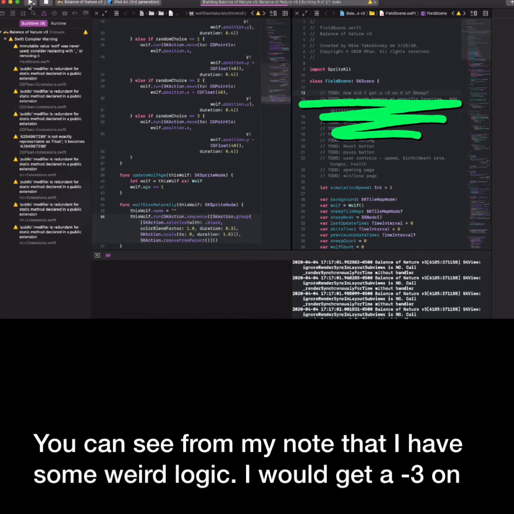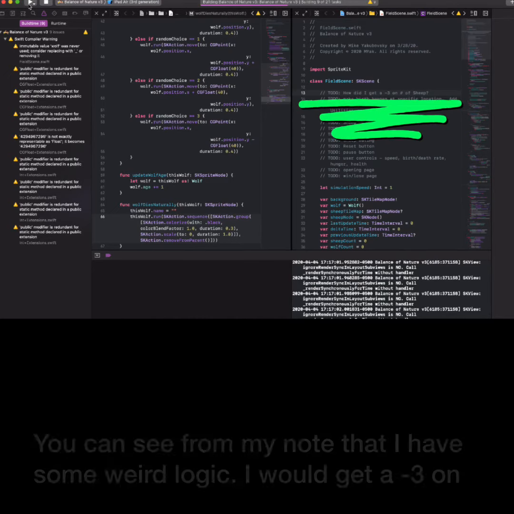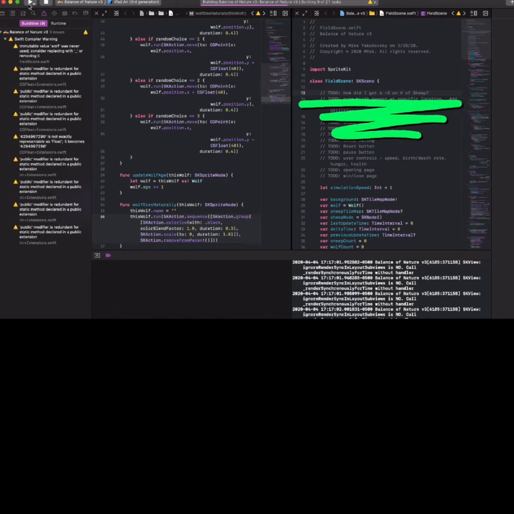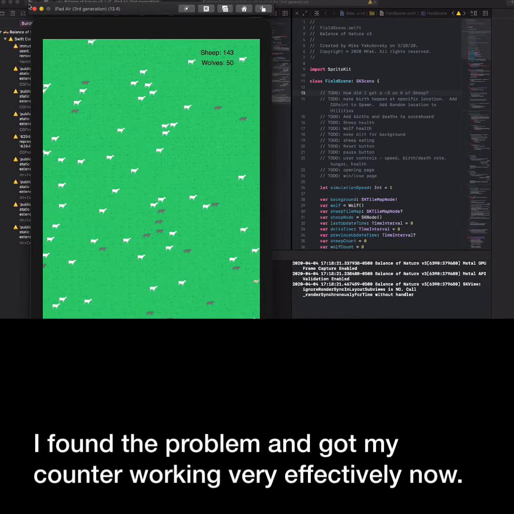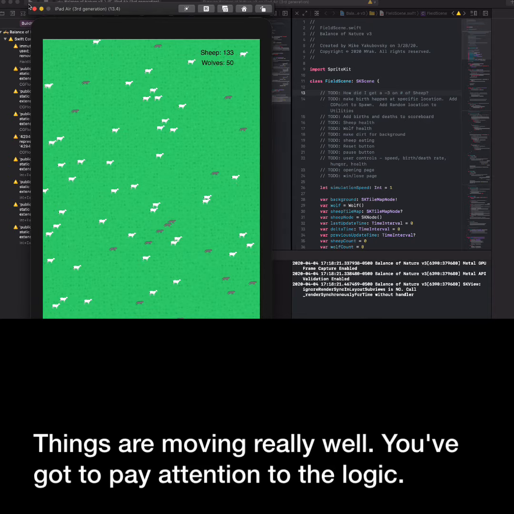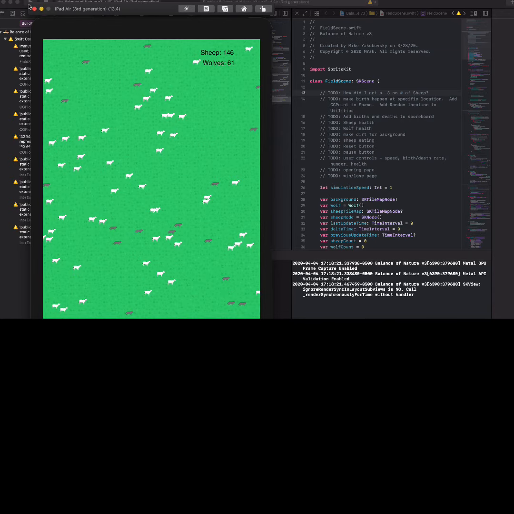You can see from my note that I had some weird logic. I would get a -3 on the number of sheep. I found the problem and got my counter working very effectively now. And so things are moving really well. You've got to pay attention to the logic.